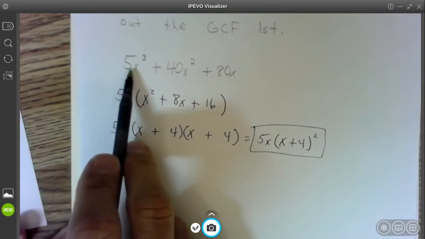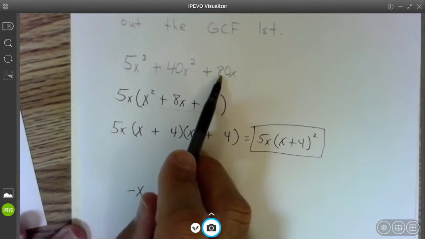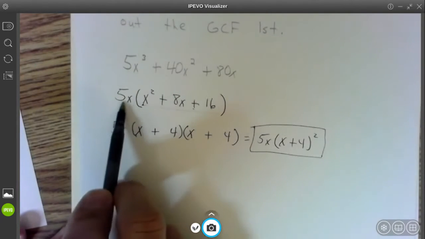So again, the first step here was to determine what each term had in common. That was how I knew I needed to put a 5x out here. They all had a 5, and they all had an x in common. Negative x squared minus 2x plus 8. What am I doing? I'm doing it wrong. Give me one sec. Negative x squared minus 2x plus 8. That's what I meant to put. Okay, there's my next example.